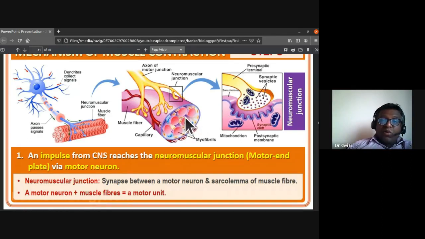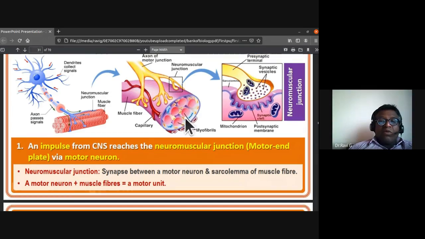A motor neuron plus the muscle fibers it supplies, we call it a motor unit.